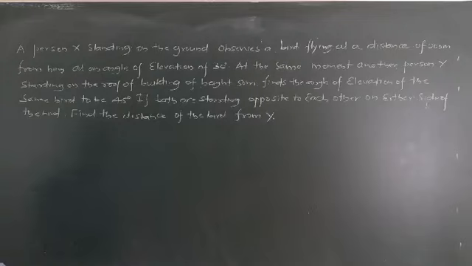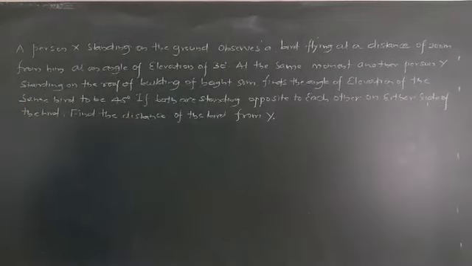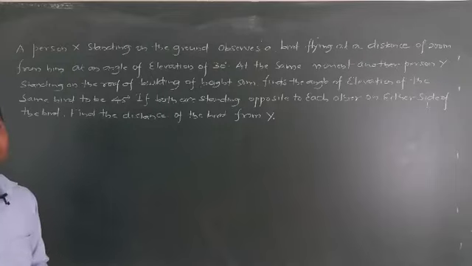A person X standing on the ground observes a bird flying at a distance of 200 meters from him at an angle of elevation of 30 degrees. At the same moment, another person Y standing on the roof of a building of height 50 meters finds the angle of elevation of the same bird to be 45 degrees. If both are standing opposite to each other on either side of the bird, find the distance of the bird from Y.